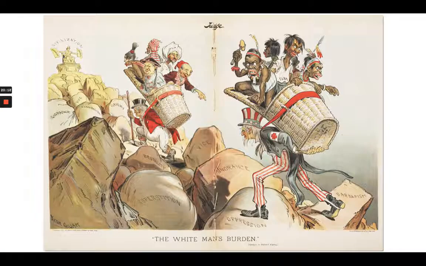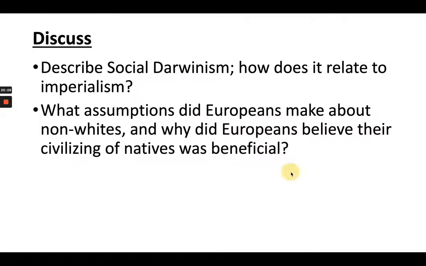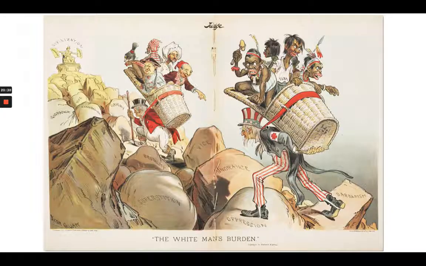Or look at this political cartoon, right? You have Britain represented right here. You have America represented right here. And who are they carrying on their backs, right? See, many of the people are labeled, but they're also caricatures, right? This is an incredibly racist image.